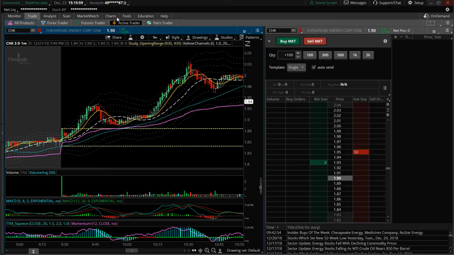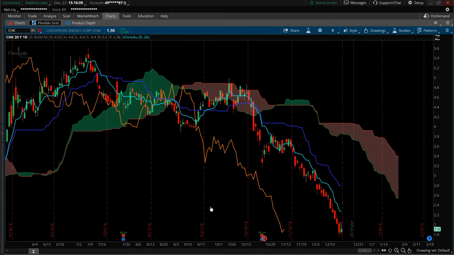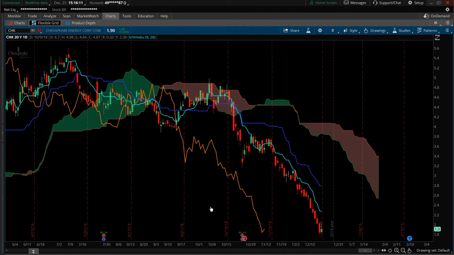So what I like to do is use the Ichimoku, and I like to go back to the daily where I get to see the bigger picture. So this is what I cleaned everything else out. All I have is the Ichimoku system on here. And when you look at it, you're like, wow, this is crazy.